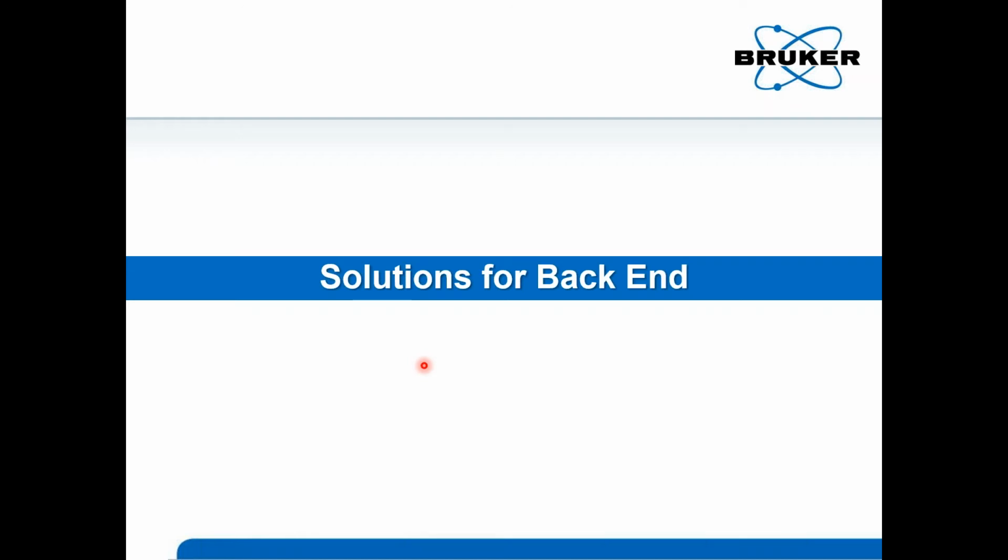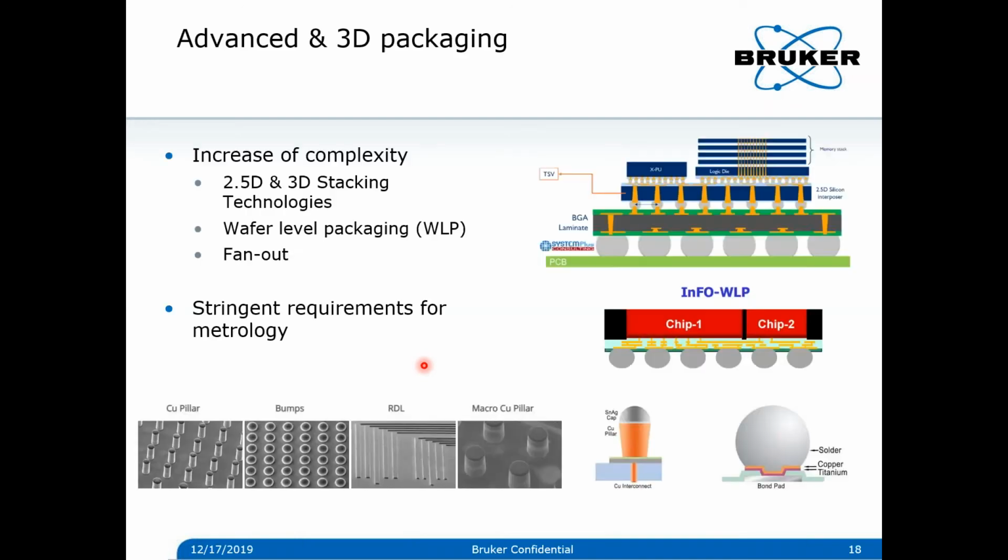However, for back end, this is exactly the core competency of the white light interferometry technique because of the advance in 3D packaging. By integrating and making all the integrated circuits more miniature, there is a need for 2.5D and 3D stacking technologies or wafer level packaging to process in a quicker way and assemble all the chips together, or the fan out.